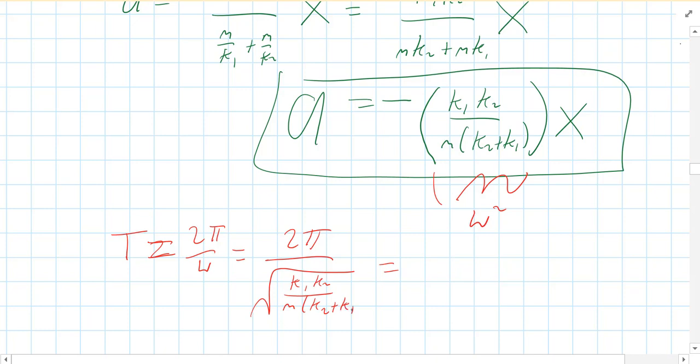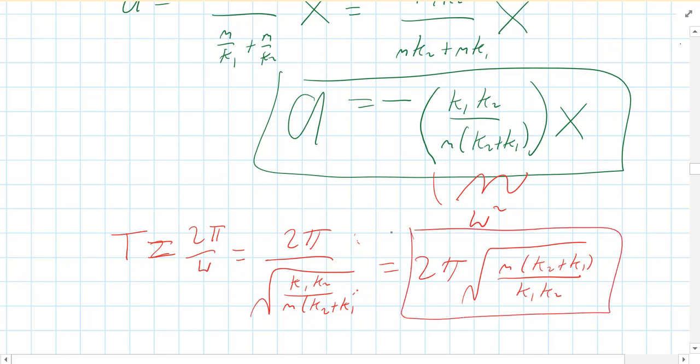There you go. All right, and so if I want to rewrite this without the complex fraction, I just multiply top and bottom of this fraction by the reciprocal of what's in the square root, and you get the following. You get m times k2 plus k1 over k1 times k2, okay? So that would be the period of oscillation of that mass on those two springs.